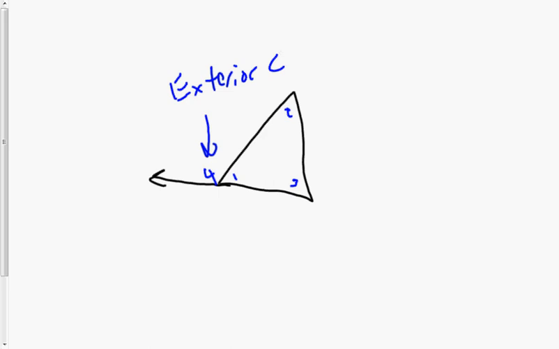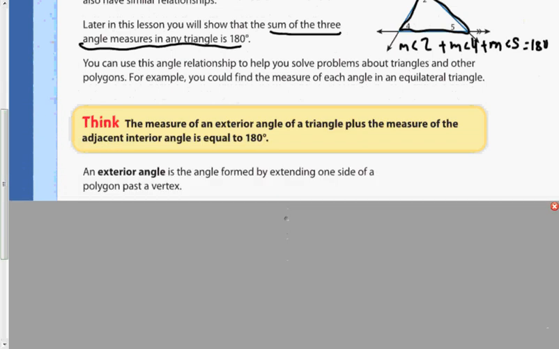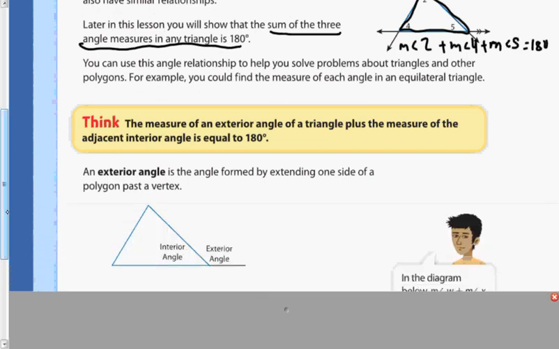And what we're saying there is that angle 3 and angle 4, the exterior and the adjacent, meaning the one that's next to it, add up to 180 degrees. And you should know that already because this is called a linear pair because it makes a line together. Now we're going to use that relationship and go a little bit more in depth about exterior angles. Here's a definition for exterior angle. It's an angle formed by extending one side of a polygon past a vertex. We just did that. And there's a picture.